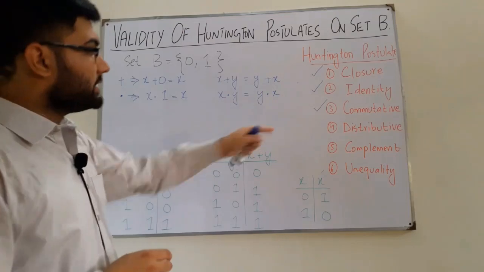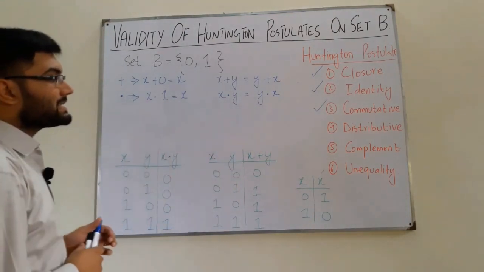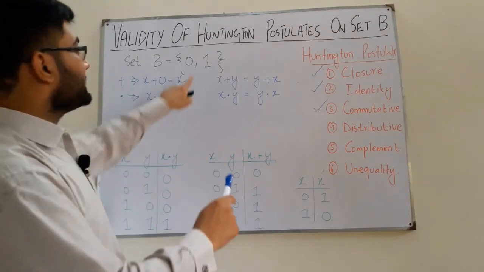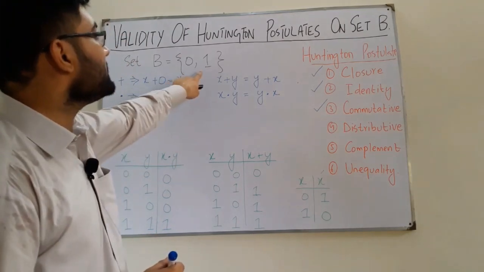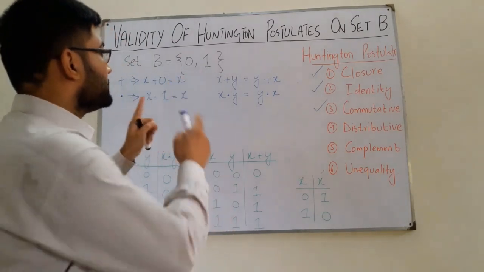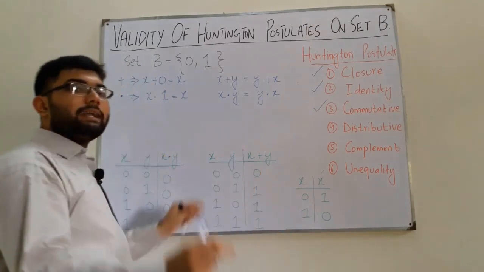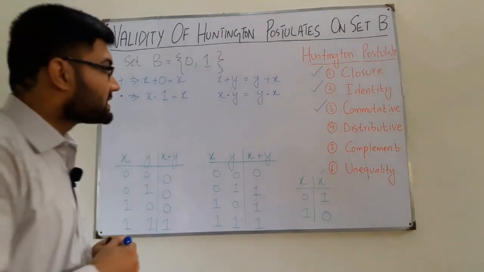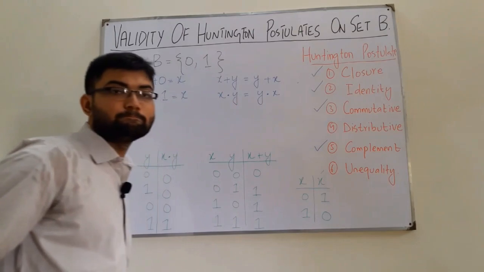Okay, the distributive is a longer one, so it will take a little time. Next we discuss is the complement, that for any x in the set exists an x complement. So the set B has 0 and 1. So for 0 the complement is 1, for 1 it's 0, which means there exists the complements of each other. So the complement postulate is also satisfied.